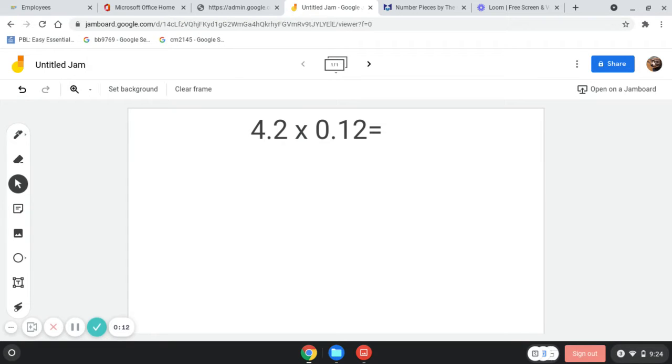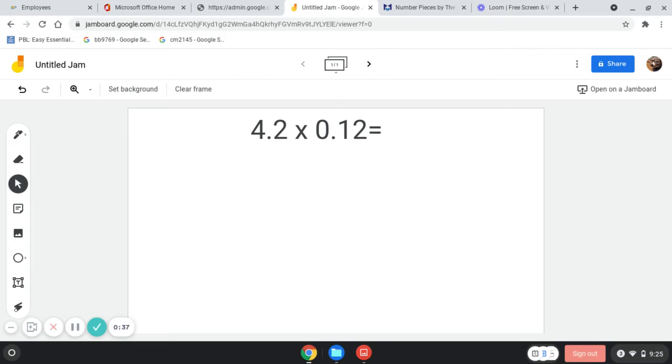Today we are going to multiply two decimal numbers. However, instead of doing it the standard algorithm way, we are going to see the relationship between these decimals and fractions and actually make these conversions and use the fractions to conduct our multiplication. So the problem that we have here is 4 and 2/10 times 12 hundredths.